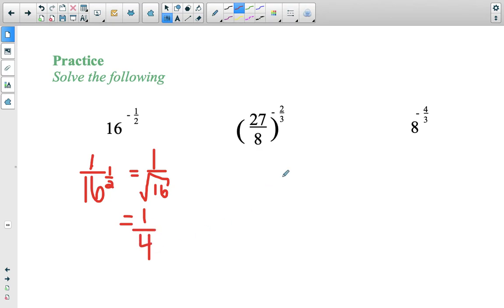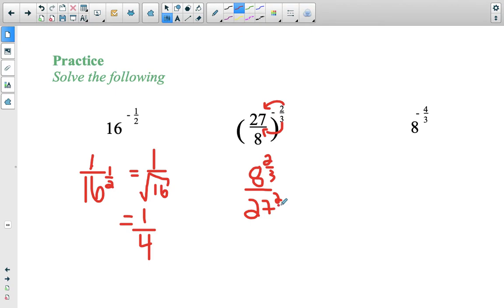Okay, if I take 27 over 8 and take it to the power of negative 2/3, first we need to take the reciprocal. So the reciprocal of 27 over 8 is 8 over 27. And then we need to raise this to a positive exponent. Now remember, this exponent applies to both of these terms. So this is to the power of 2/3. Now it's positive because we've taken the reciprocal already.